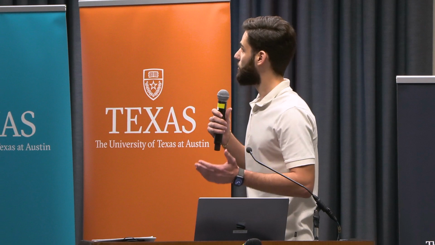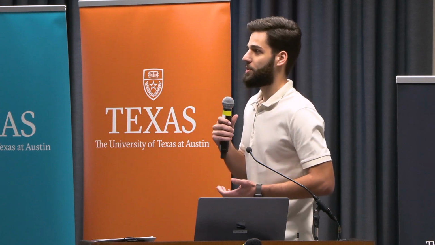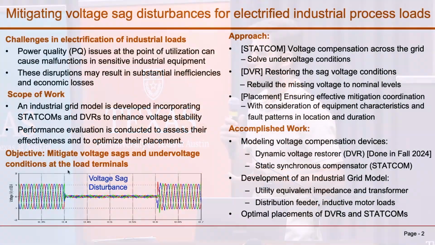Our approach is first introducing the STATCOM to the system to tackle the under voltage conditions and improve the overall voltage in the system. We used the DVR to inject all the missing voltages during a sag event until the fault is cleared. And we optimized their placement based on the fault magnitude, its duration, and how it affects the equipment.